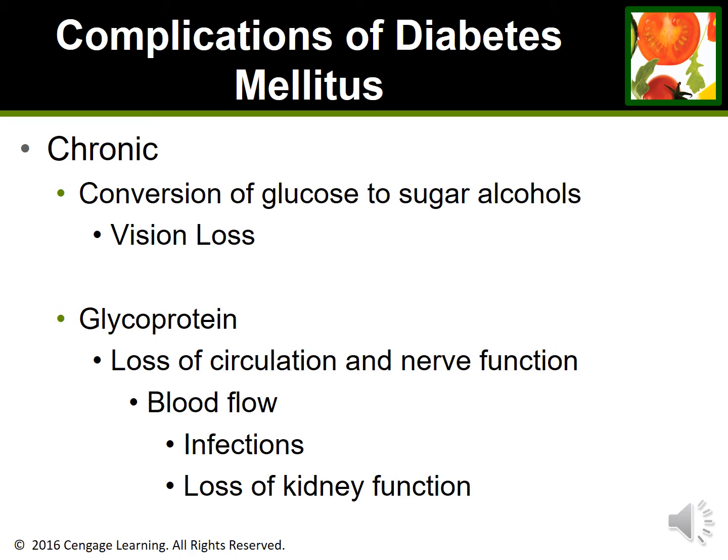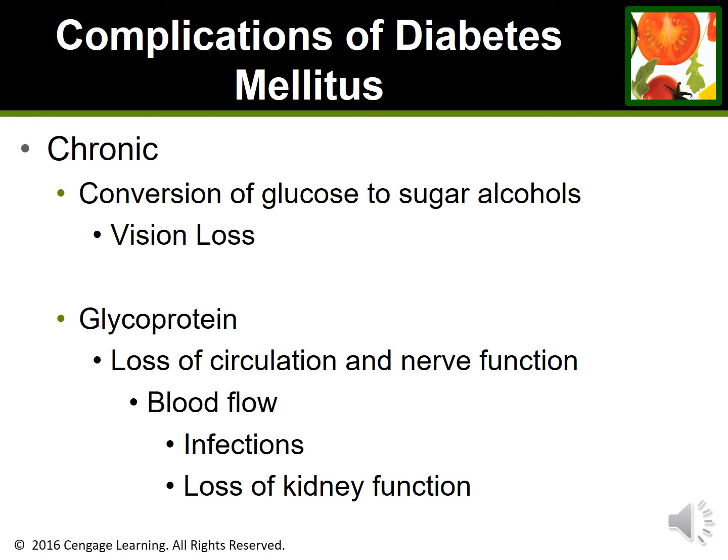The first thing that the body will do is try to get rid of the excess glucose by converting it to sugar alcohols. Now, sugar alcohols are larger in structure and more complex. They aren't able to cross cell membranes as easily as glucose does. So they can actually end up building up in different places. One of those places can be behind the lens of an eye, and as they continue to build up there, they can cause blurry vision.